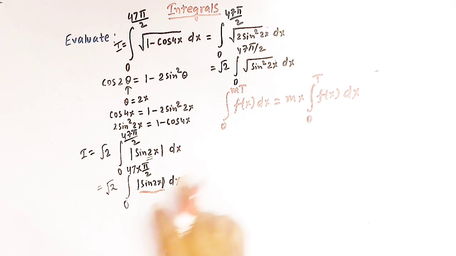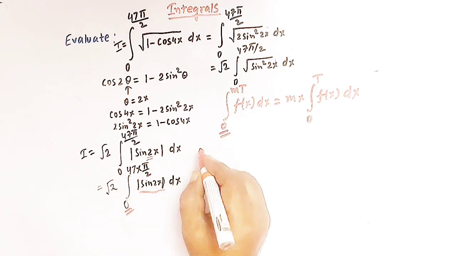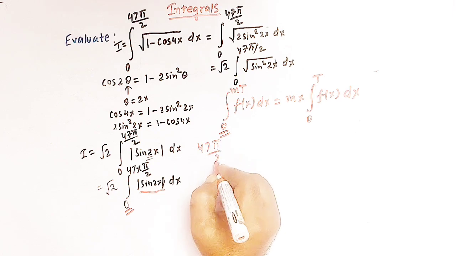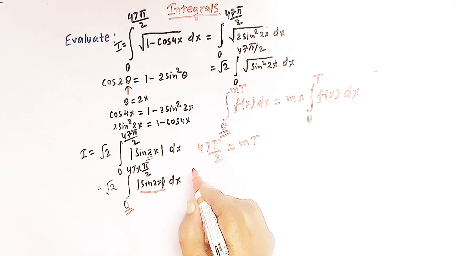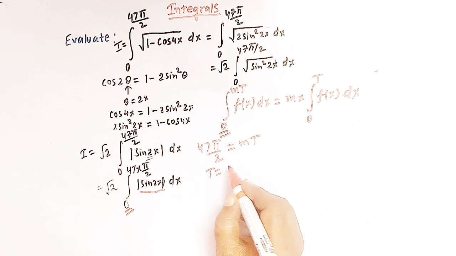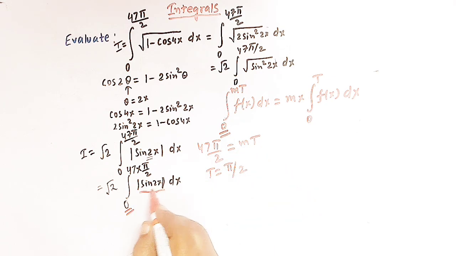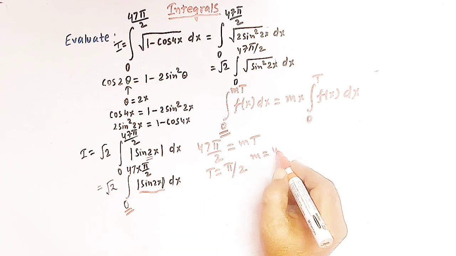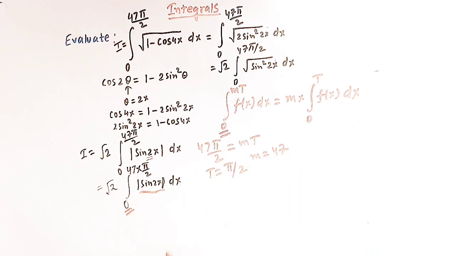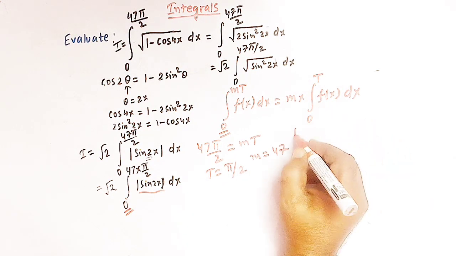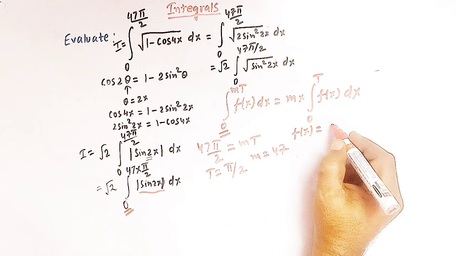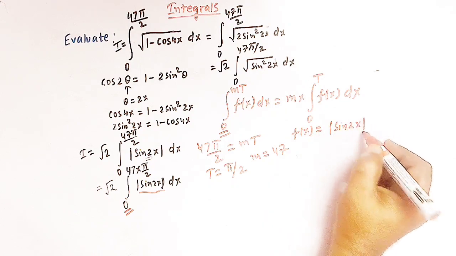If we compare this integral with this one, here we have 0, here also we have 0, and here the upper limit is 47 pi over 2, and this is equal to m times T. So if we compare both sides, then T is pi by 2, which is the period of mod of sine 2x, and m is 47, which is a positive integer. And obviously here this periodic function f of x is given by mod of sine 2x.